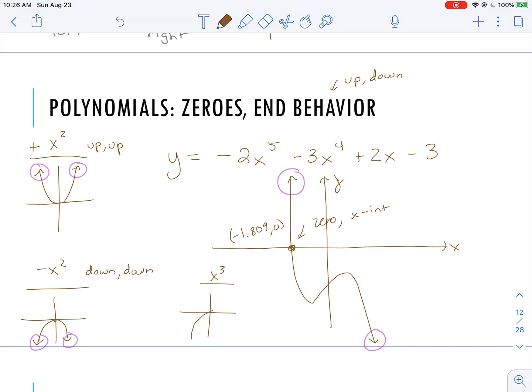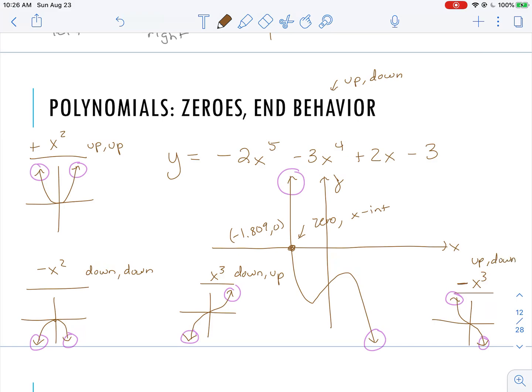If I look at x cubed, you remember from your parent function worksheet, it looked like a snake. If it's positive x cubed, its end behavior is down, up. On the left-hand side, the tail is down. On the right-hand side, the tail is up. If it's negative x cubed, it's a snake going in the other direction, whose first tail is up and second tail is down. So its end behavior would be up, down.